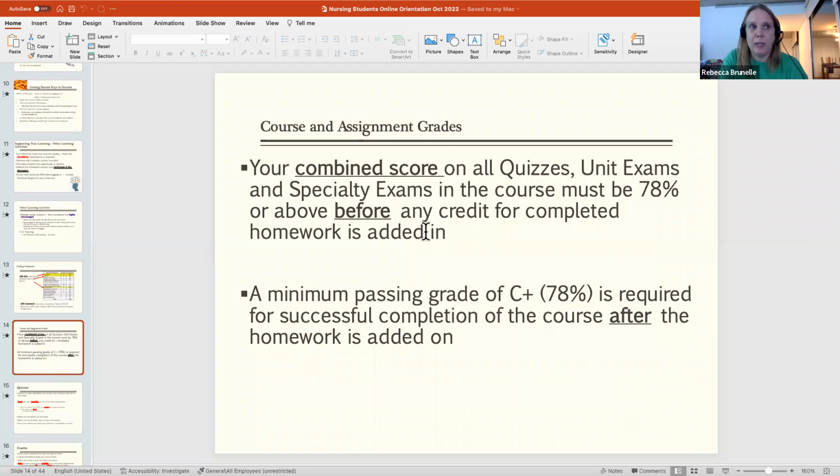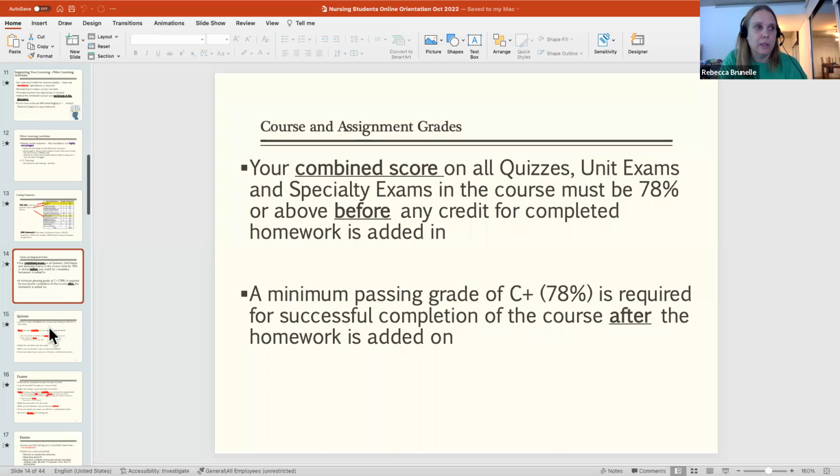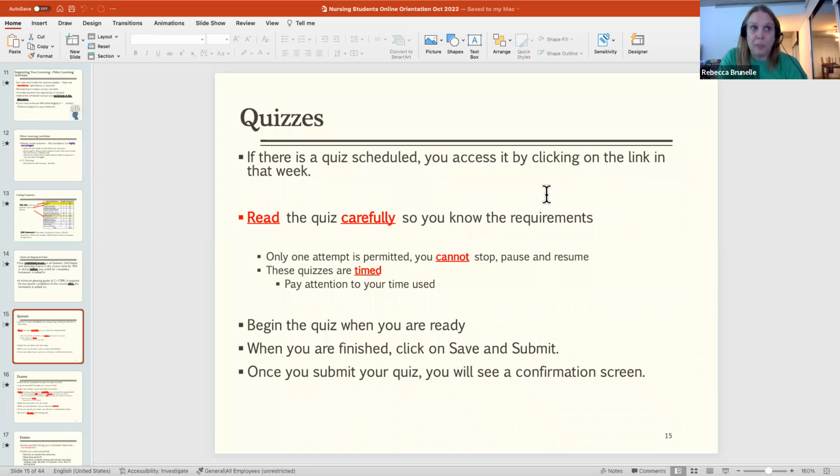And this is just repeating the same thing. So the combined score must be 78% before any credit for homework is added in. So the quizzes, like I said, your first quiz is next week.